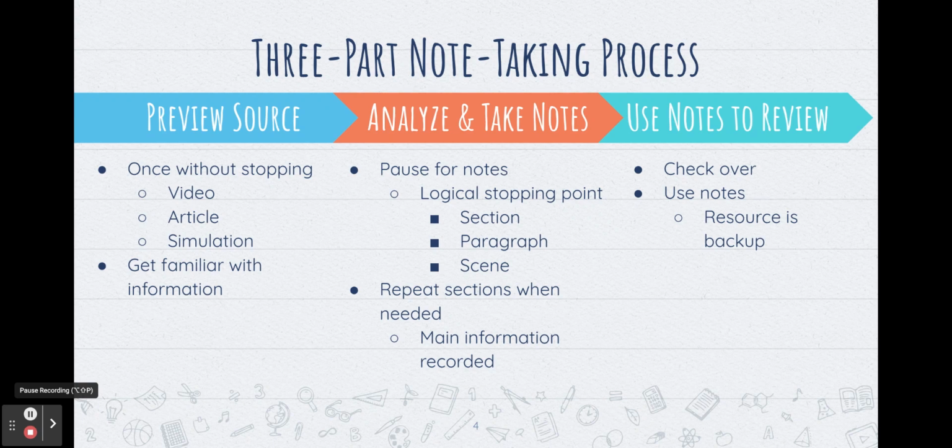The second time you go through it, that's when you analyze and take notes. So you pause, you find a logical stopping point, like a section in a textbook, the end of a paragraph, or when the scene changes in a video, and you go back and repeat that section as many times as you need until you have all the main information recorded. And then you go through it one more time where you're really using your notes and just reviewing it with the source. You're checking it over, and the resource is just your backup at that point.